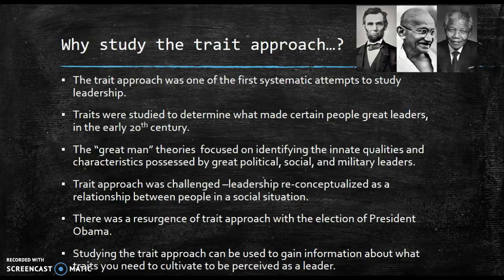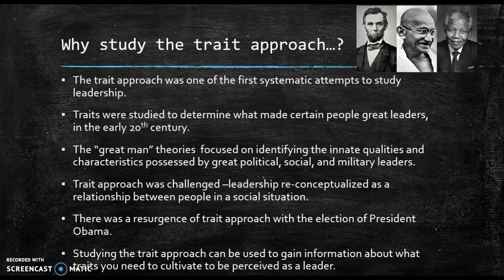So why should you study the trait approach? I believe it's very interesting. The trait approach was one of the first systematic attempts to study leadership. Traits were studied to determine what made certain people great leaders in the early 20th century. So from there came the great man theories, which focused on identifying the innate qualities and characteristics possessed by great political, social, and military leaders.